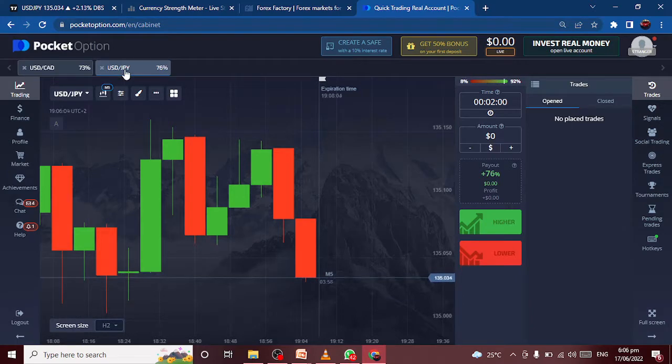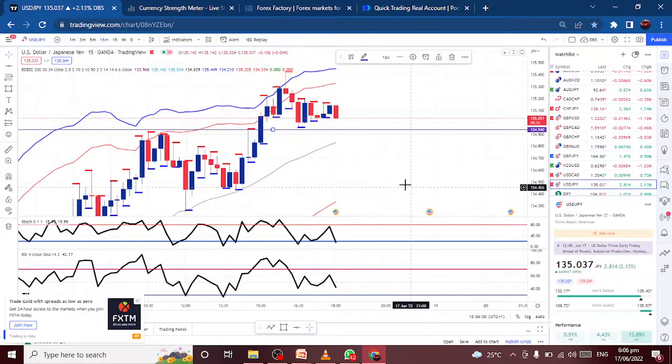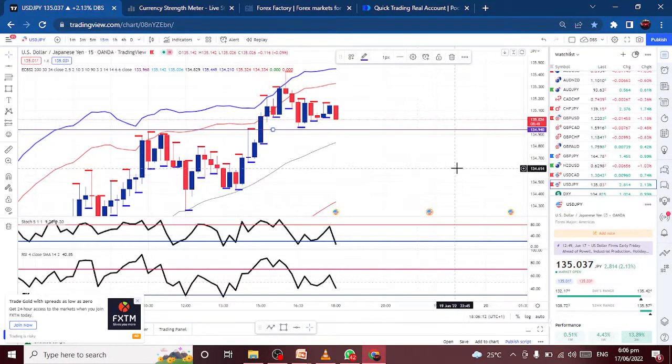Where is the JPY? You still have like 8 minutes and some seconds to go. Let's wait.